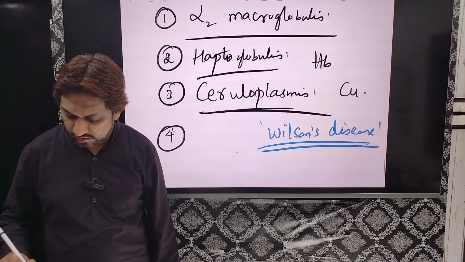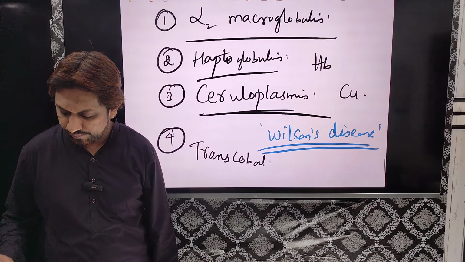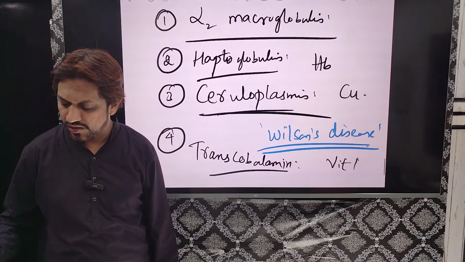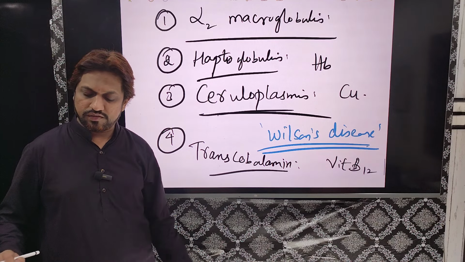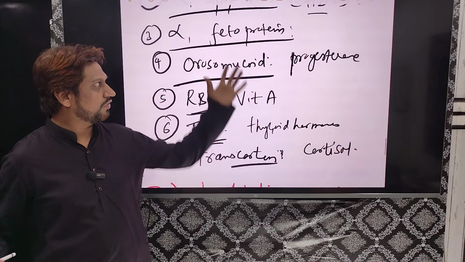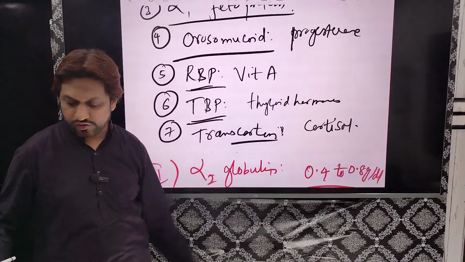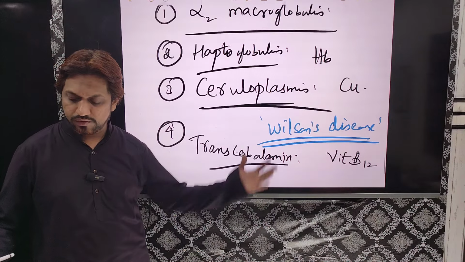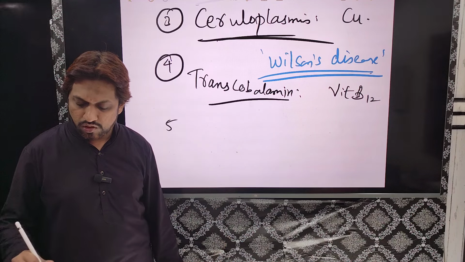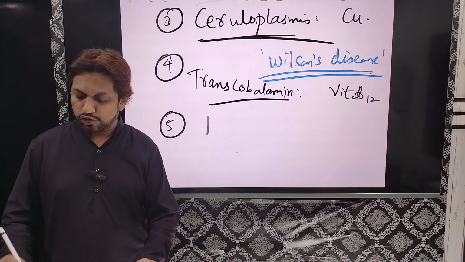Then, for transporting vitamin B12, we have transcobalamin, which will help in transport or binding of vitamin B12. So basically these globulins are helpful in transporting various substances. For example, alpha 1 globulin is helpful in transporting vitamin A, thyroid hormones and cortisol, and alpha 2 helps in the transport of copper, hemoglobin and vitamin D. And one more very important alpha 2 globulin protein is prothrombin.